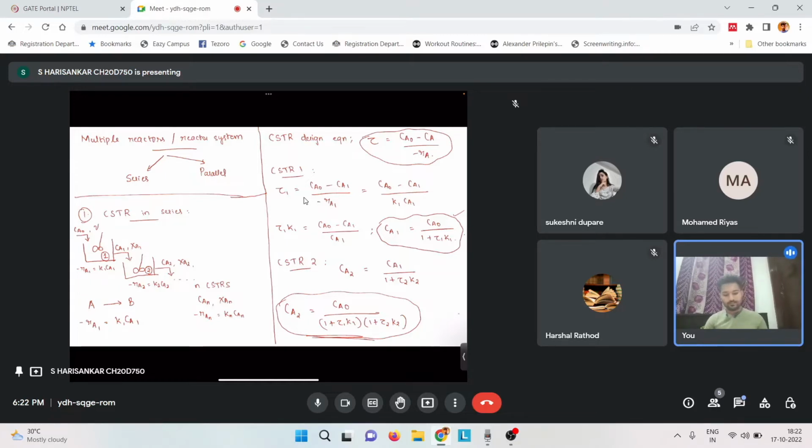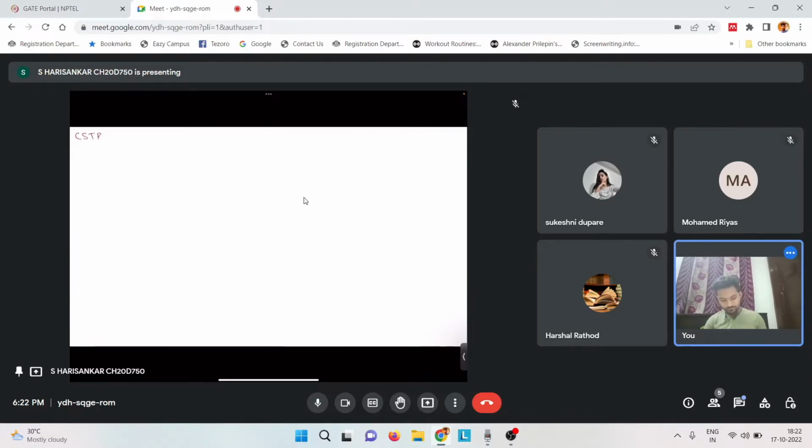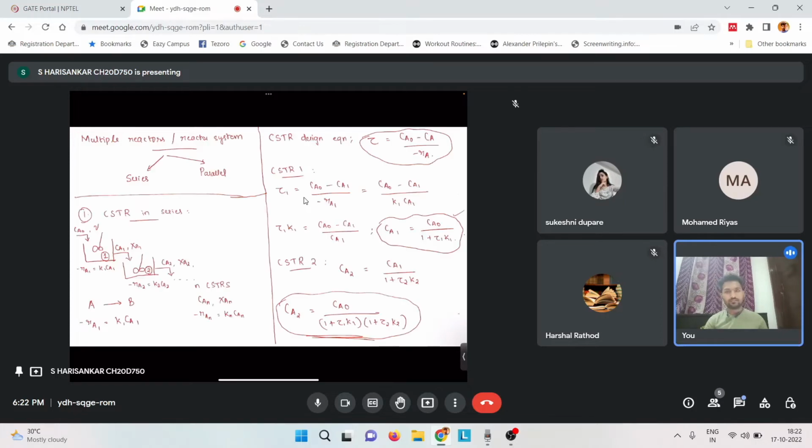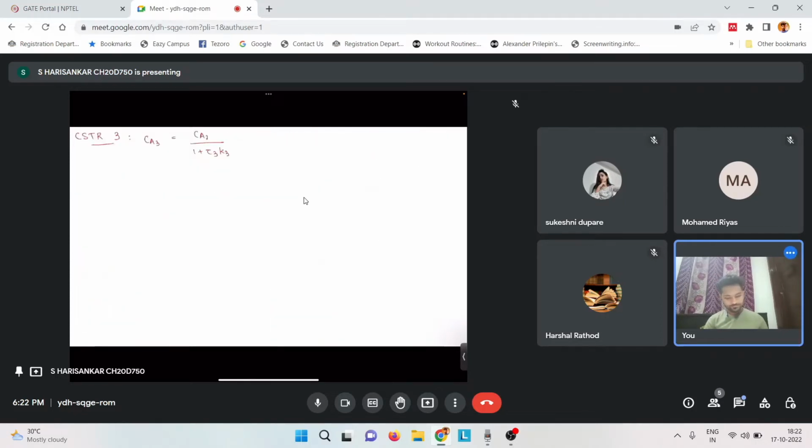So I'll do one more, CSTR3. We'll have CA3 is equal to CA2 by 1 plus tau 3 K3. And if we substitute CA2 from the previous CSTR2 equation, we'll get CA3 is equal to CA0 by 1 plus tau 1 K1 into 1 plus tau 2 K2 into 1 plus tau 3 K3. So this will be the equation for the outlet concentration from CSTR3.